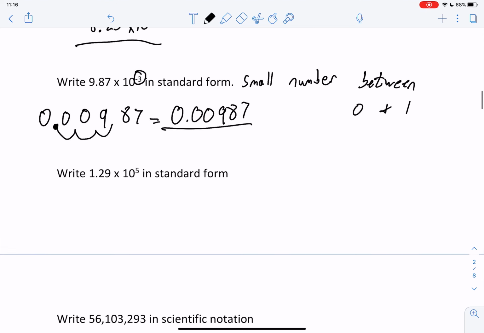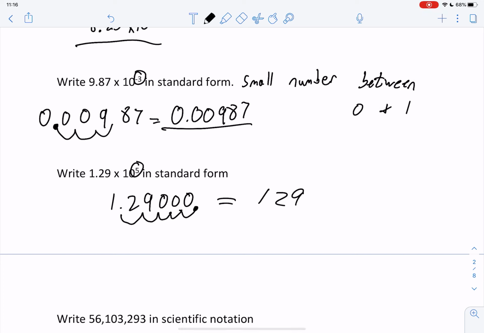All right, next one, write 1.29 times 10 to the 5th in standard form. Again, look at that exponent to tell you which way you're going to go. This is going to be a really large number, right? It's a positive exponent. So we take that decimal and we move it over 5 times. 1, 2, 3, 4, 5. And any spot where we do not have a number, we just fill in with a 0 as a placeholder. So our number now is, let's see, 129,000. That's a really large number, right?